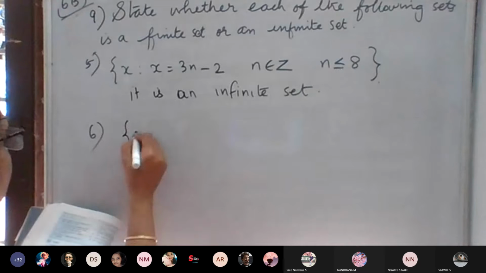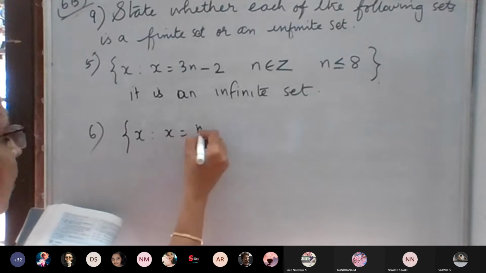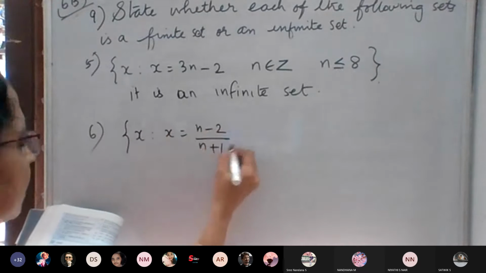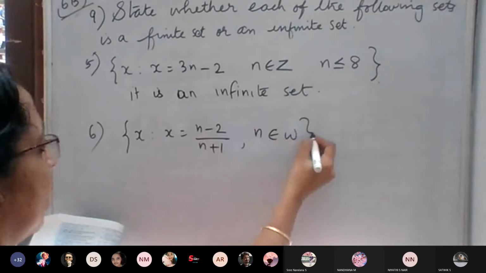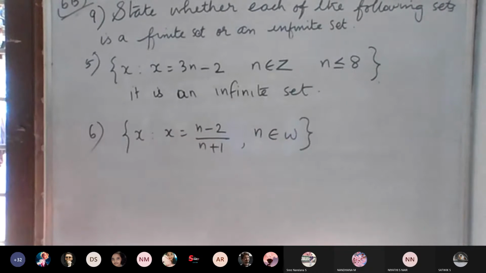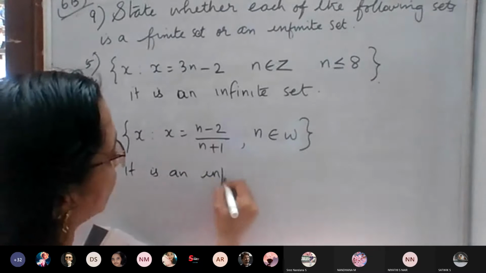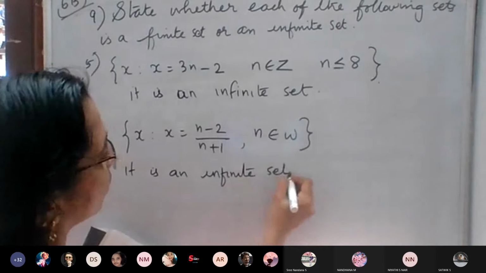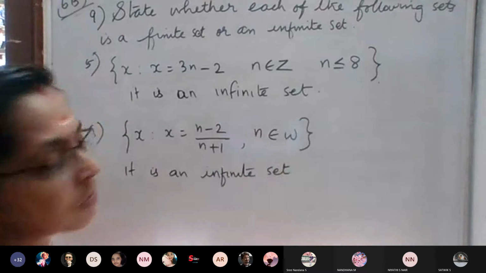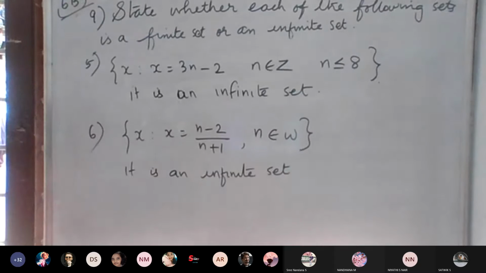Then, sixth one: set of all x such that x is equal to (n minus 2) divided by (n plus 1), n belongs to W. N belongs to W means it will go on. Whole numbers mean 0, 1, 2, 3, and so on. So it is an infinite set.